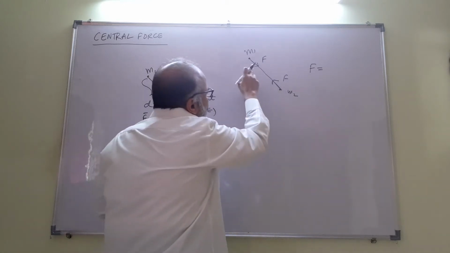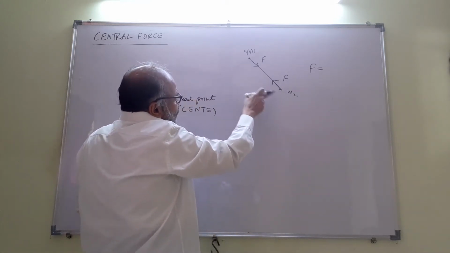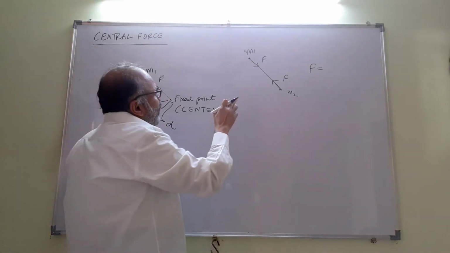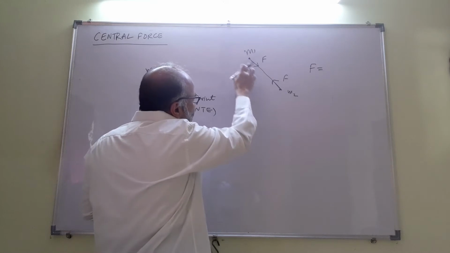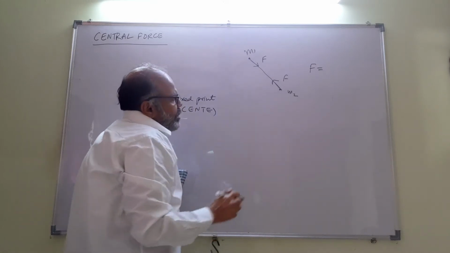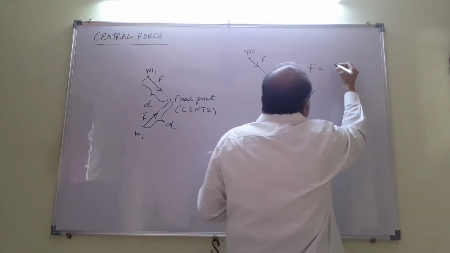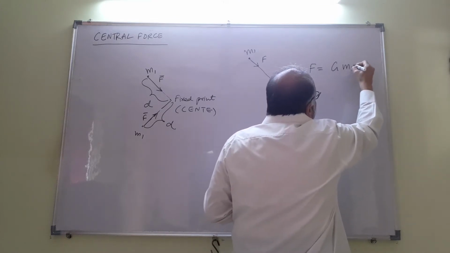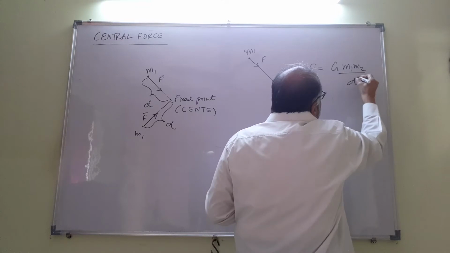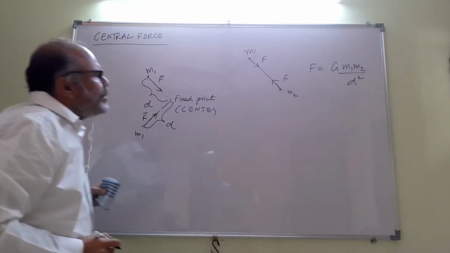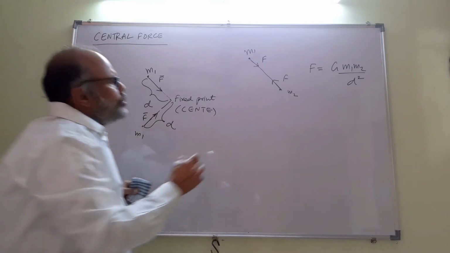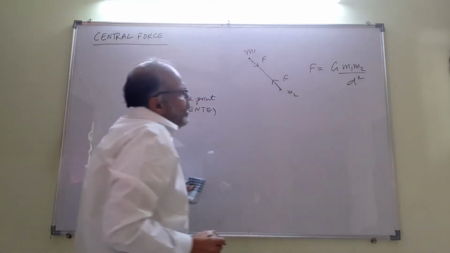This force F will act in pairs as per Newton's third law, and they will act along the line joining the two particles, and the magnitude of F would be G m1 m2 by d square, where G is the universal gravitational constant. So this is Newton's law of gravitation.